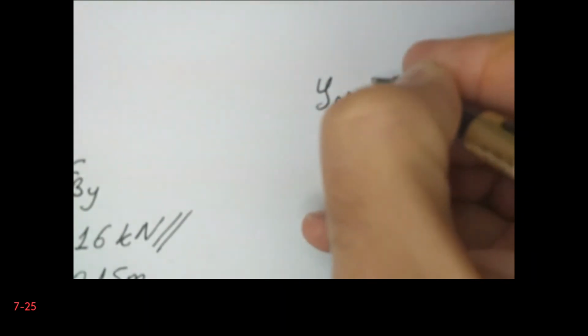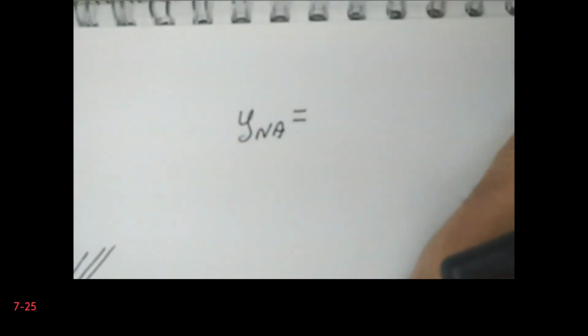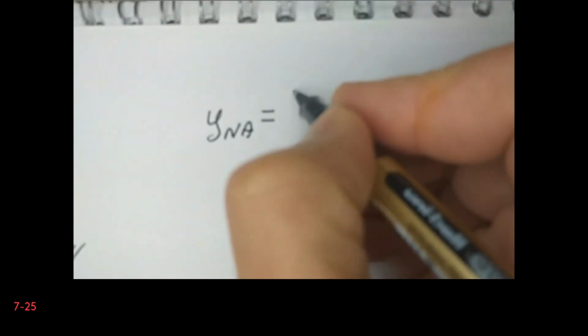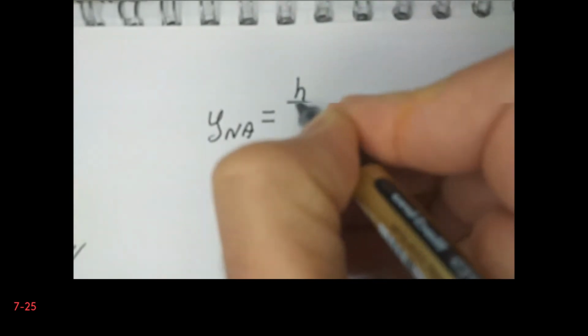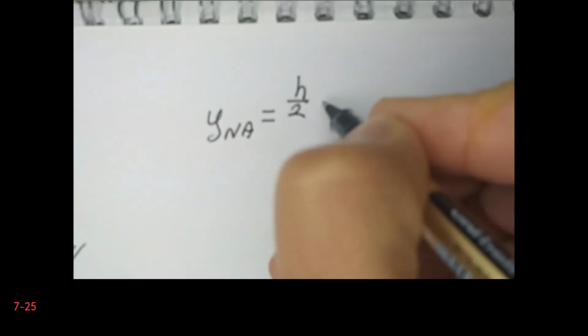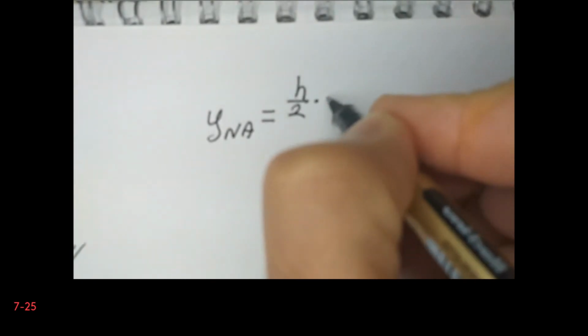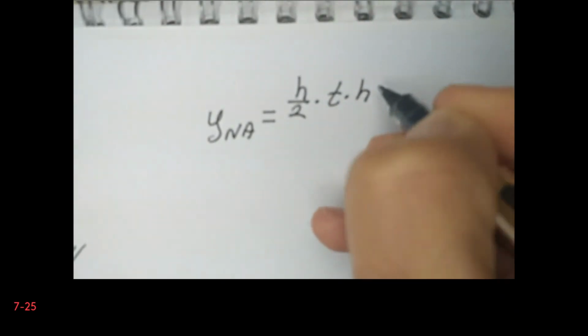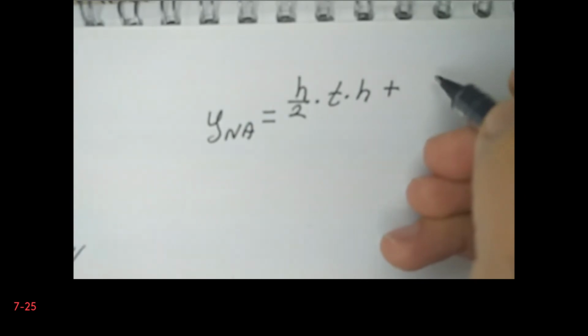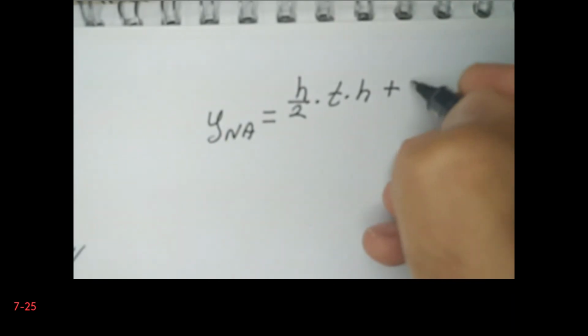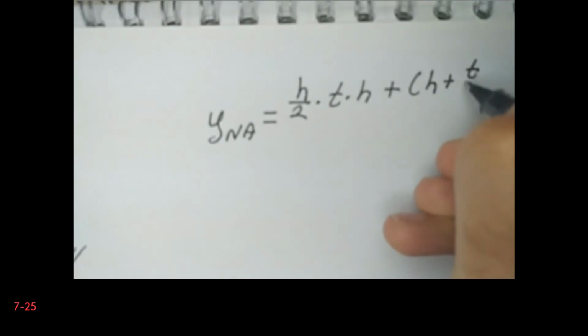So the location of the neutral axis is, in fact, now I will divide the whole cross section into two units. First I will begin from the vertical part. The centroid of the vertical part is located at h divided by 2 multiplied by its area, which is t times h, plus, now the flange, whose centroid is located at h plus t divided by 2, and area is b multiplied by t.